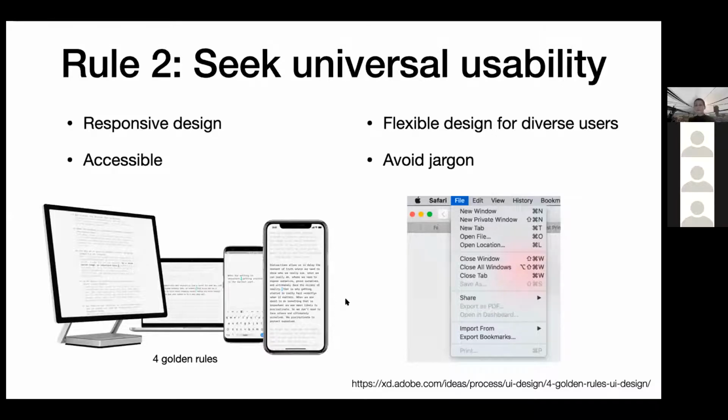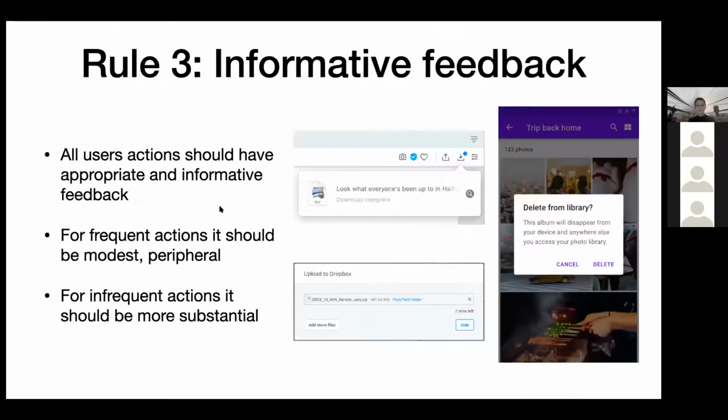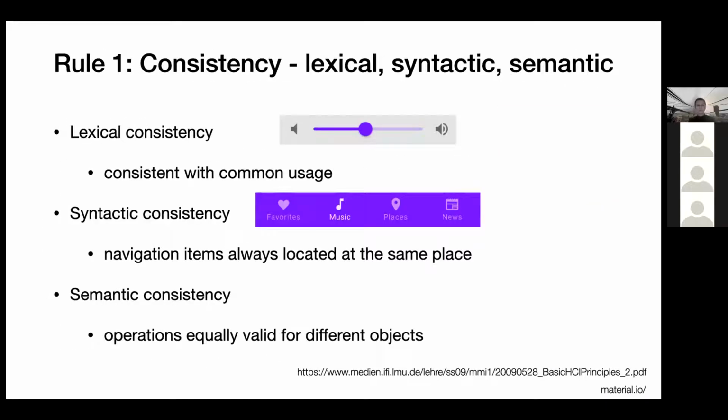Professor Shah, we have a question. Yeah. Alex asks, could you clarify what you mean by operations are equally valid for different objects? And I think this might be about the previous slide. Right here. Yeah. Oh, so this means the meaning of the icon or the element that you're using should be consistent.